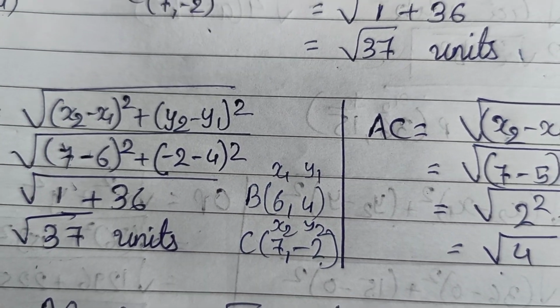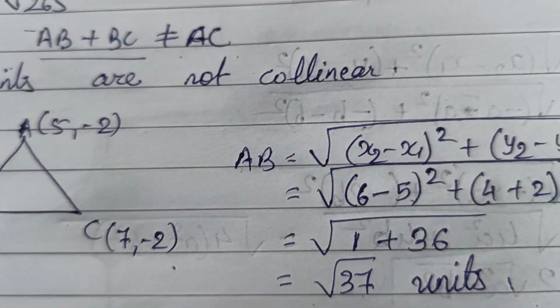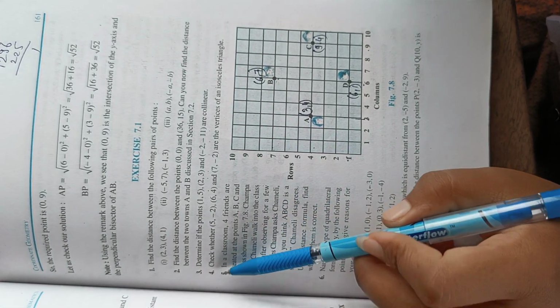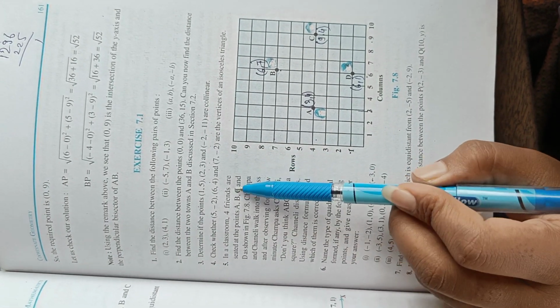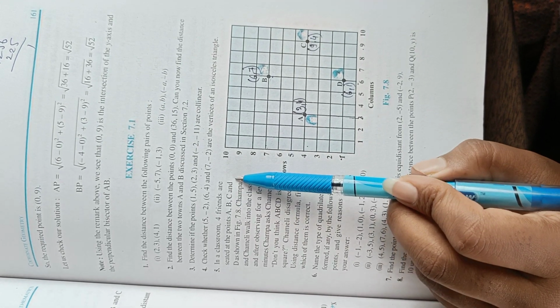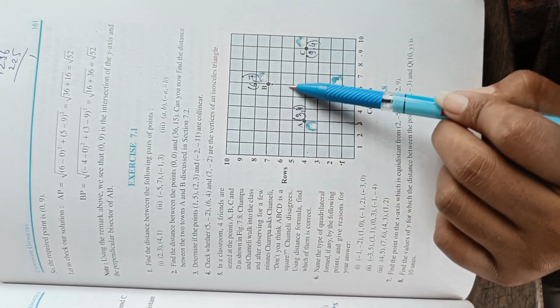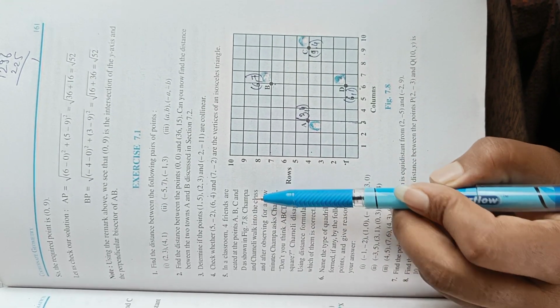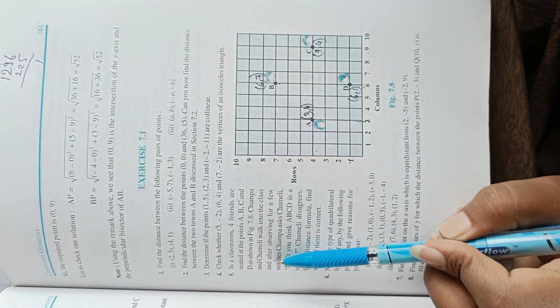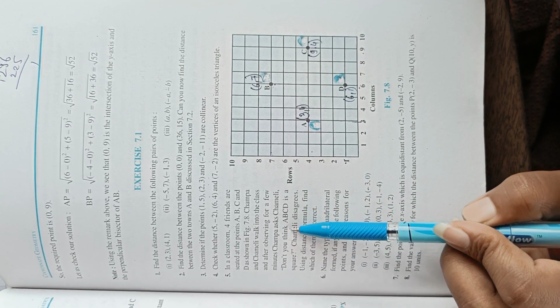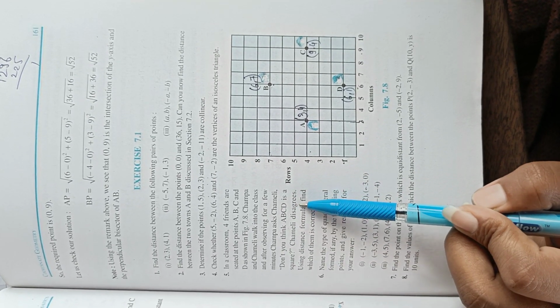Now question number 5. See, question number 5 goes like this. In a classroom, 4 friends are seated at points A, B, C and D as shown in figure 7.8. This figure 7.8 is your reference figure for this sum. Now Champa and Chameli walk into the class, and after observing for a few minutes, Champa asks Chameli, "Don't you think ABCD is a square?" Chameli disagrees.